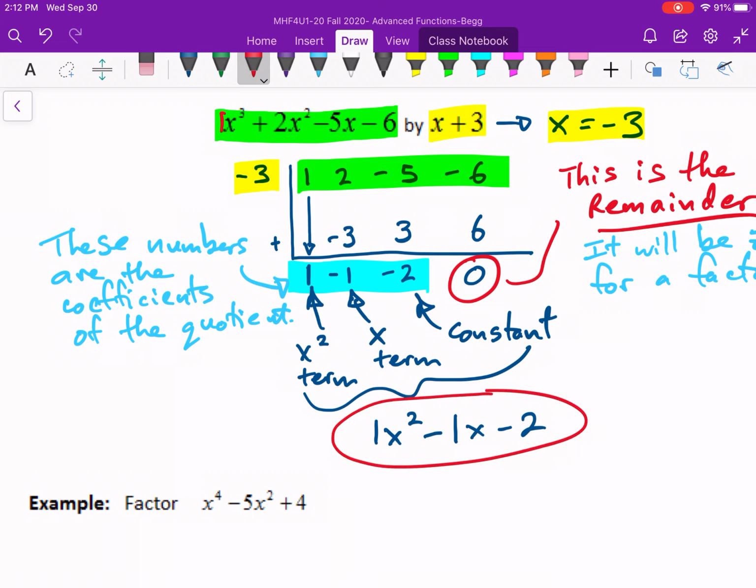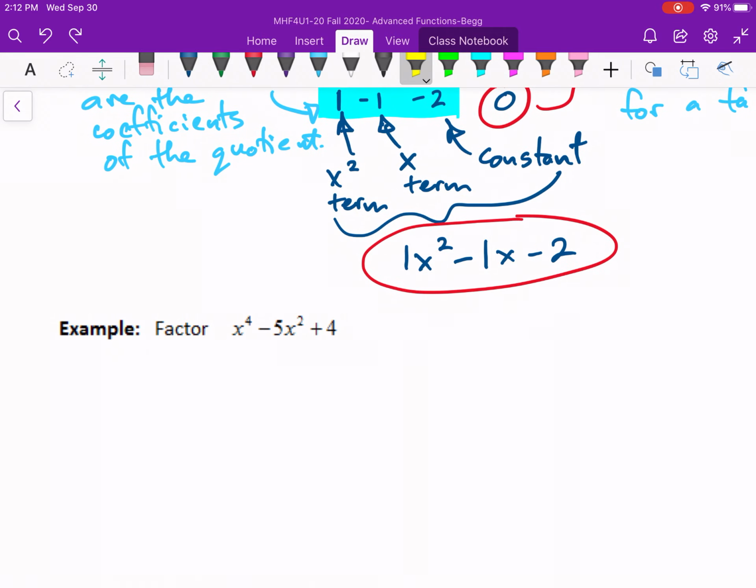If it was a longer polynomial that I started with, then I could have x cubed, I could have x to the 4, but we always start from the right. We start from beside the remainder with our constant term, and then our x term, and then our x squared. Then we'd have x cubed if there were more, and then we'd have x to the 4, and so on.